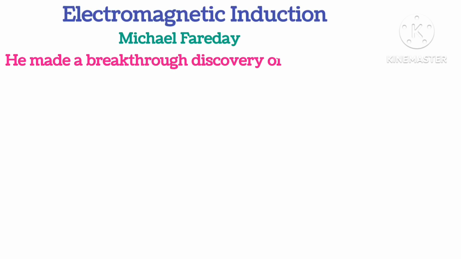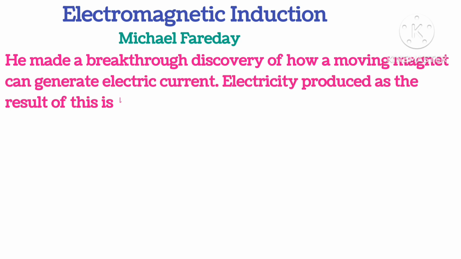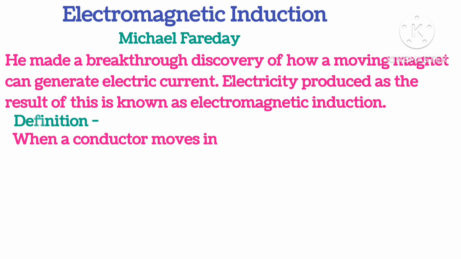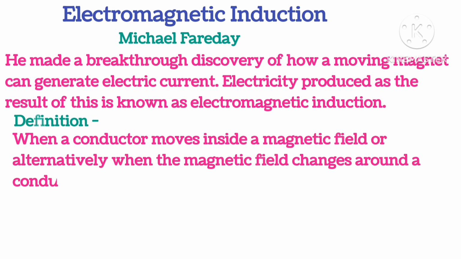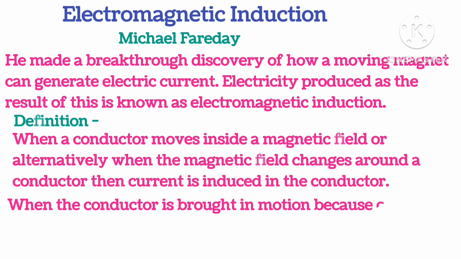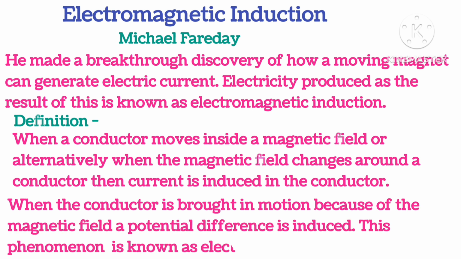Michael Faraday made a breakthrough discovery of how a moving magnet can generate electric current. Electricity produced as a result of this is known as electromagnetic induction. So the definition of this will be: when a conductor moves inside the magnetic field, or alternatively when the magnetic field changes around the conductor, the current is induced in the conductor. And when the conductor is brought in motion because of the magnetic field, a potential difference is induced. This phenomenon is known as electromagnetic induction.